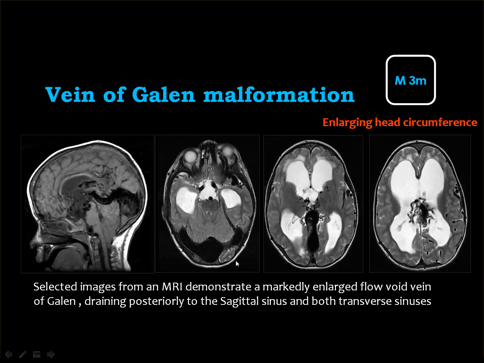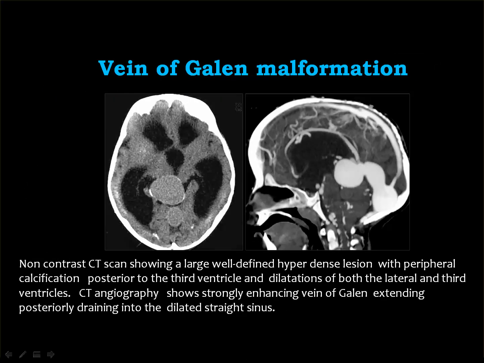The main presenting symptom of these cases is heart failure. Heart failure because of the marked shunting of the blood from the arterial side to the venous side. It will affect the heart of these infants. Then you may get hydrocephalus because you know that the aqueduct of Sylvius is located here in the region of the quadrigeminal cistern. Then it will be affected, of course, resulting in marked dilatation of the ventricles.